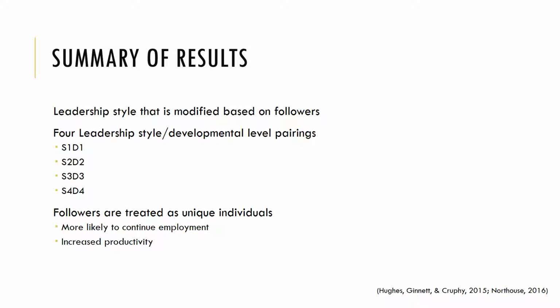S2D2 pairings are when the leader gives a high level of direction and a high level of support, as the followers have moderately low levels of competency and commitment. S3D3 matches include leaders who are highly supportive but give very little direction because the followers are highly competent at completing tasks. However, they lack commitment and motivation.